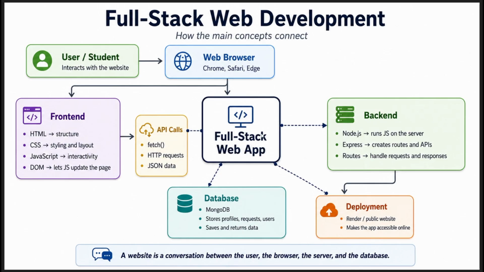The user talks to the browser, which shows the front end. The front end talks to the backend through API calls, and the backend talks to the database. Then the response travels back again to the user and updates what the user sees. So this is why I like to summarize full stack web development like this: a website is basically a conversation between the user, the browser, the server, and the database. Once we understand that conversation, all the individual concepts start to make much more sense.